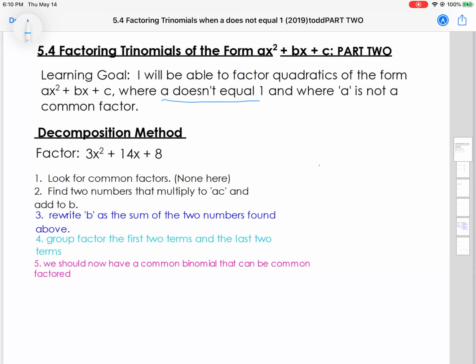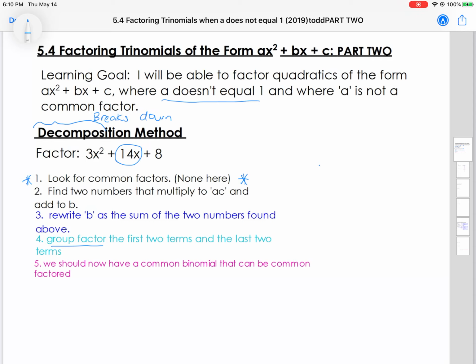So the decomposition method. If you think about what decompose means, something decomposes, it breaks down. So we're going to group factor, which means that we need to expand or break down or decompose the b term, or the bx term. So that's really what we're going to do. Always look for common factors first. There's none here. 3, 14, and 8 do not divide by the same thing evenly.